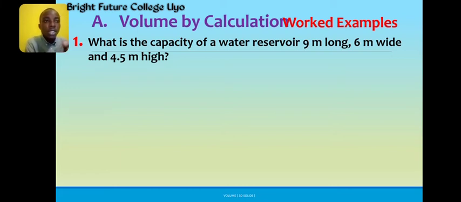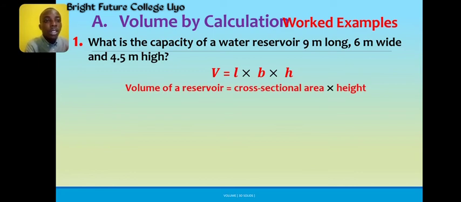Of course, you know that this is not a cubic tank. This reservoir is not in the shape of a cube, because by observation of the dimensions, you see they are not the same. It's not 9, 9, 9. This is 9, 6, 4.5. So you should know they are not the same. This is a cuboid. Now, what formula are you supposed to use? L cube or LBH? You are supposed to use LBH, and that's what we are going to use here.